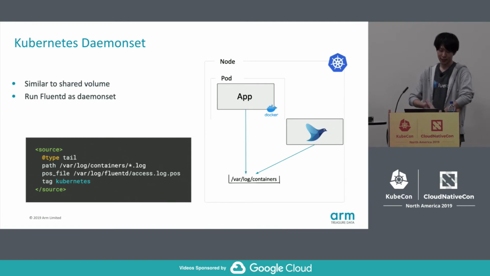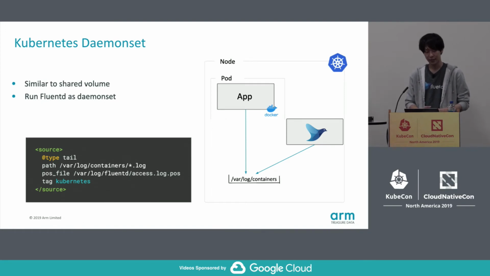This is the Kubernetes DaemonSet approach. This approach is similar to the shared volume approach. Kubernetes creates symbolic links to Docker log files in the /var/log/containers directory. You run Fluentd as a DaemonSet and use the in_tail plugin to get container log data from the /var/log/containers directory. Kubernetes DaemonSet uses this kind of code to send Kubernetes container logs to other nodes, Elasticsearch, Kafka, or the like.